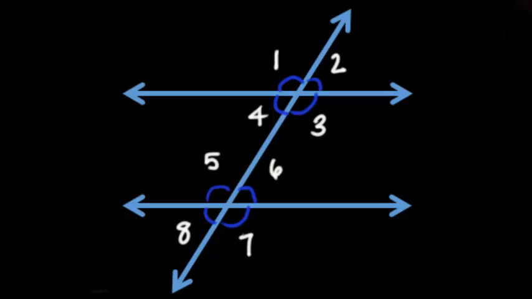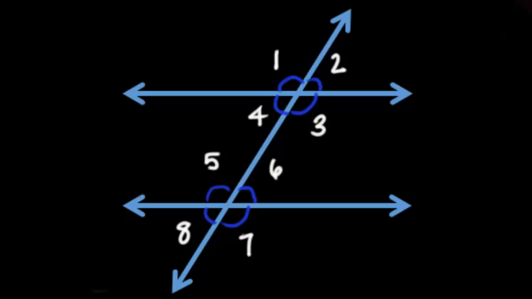Now what this means is that if angle 4 measures 30 degrees, then angle 6 has got to measure 30 degrees. And likewise, if angle 3 measures 120 degrees, then we know without having to do any other math that angle 5 is going to measure 120 degrees as well.